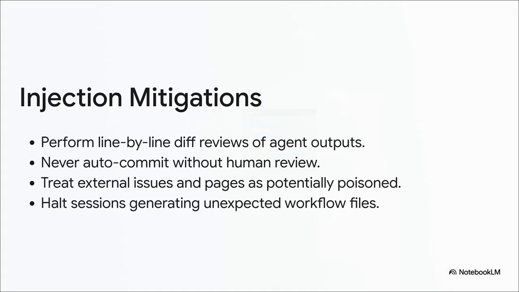So how do we mitigate this? Human review is your non-negotiable final gate. You must perform line-by-line diff reviews of all files created or modified by agent sessions. Never auto-stage, auto-commit, or auto-push Copilot agent output without human review. You really need to treat Confluence pages, Jira tickets, and external GitHub issues as potentially poisoned. And halt the session immediately if the AI starts generating unexpected workflow files or endpoints.